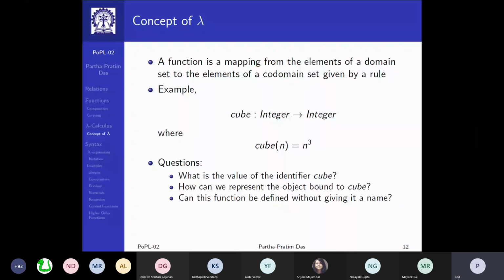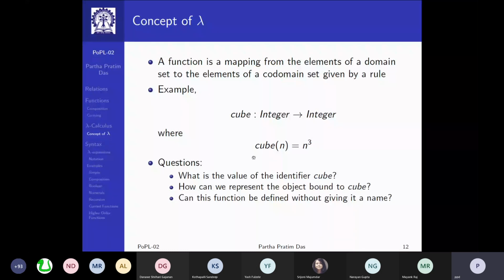Instead of that, I could have called it tiger. I could have called it a table. I could have called it a box. But as long as given n it gives me n cubed, it remains the same function. So the cube is the computation of the function, the fact that it is n times n times n. This is the object which is associated with the notion of this function.